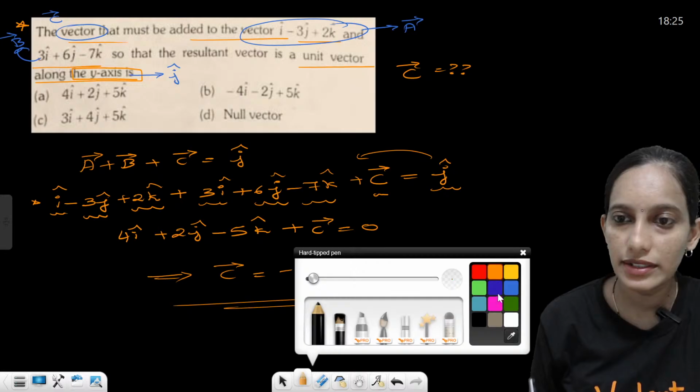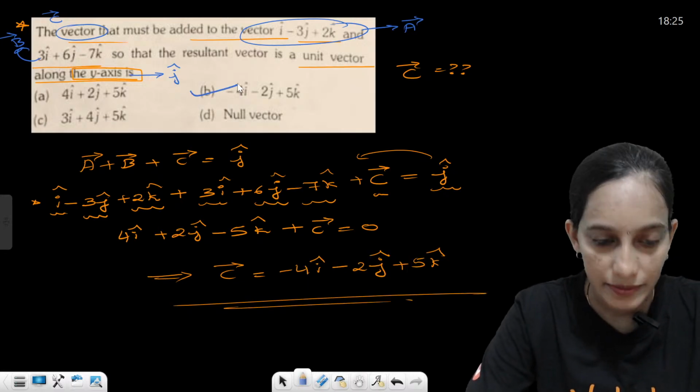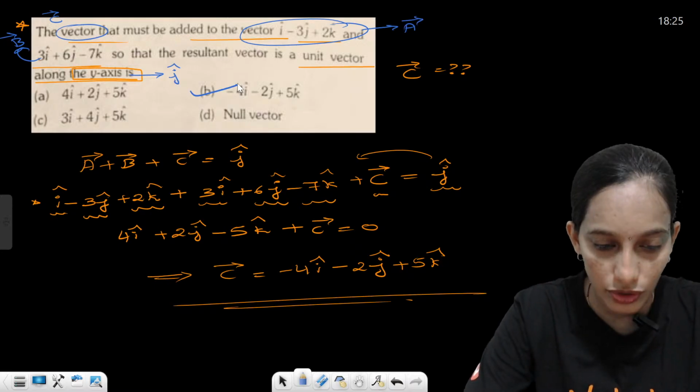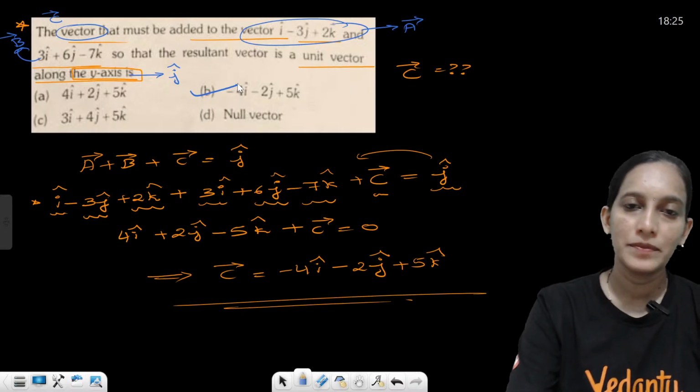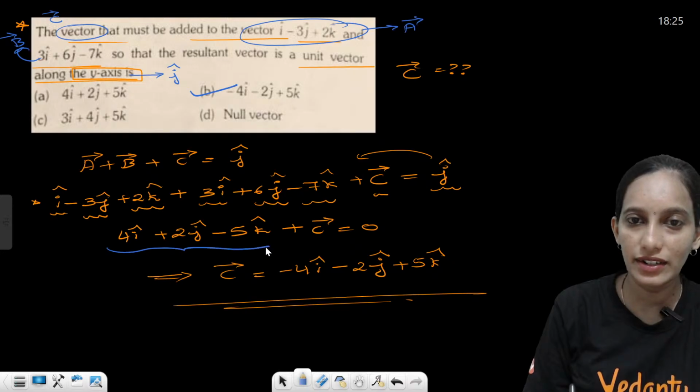So which answer is it? That is option B, the correct answer. Hope it is fine. No, not option A. Here the c vector's full value is needed.